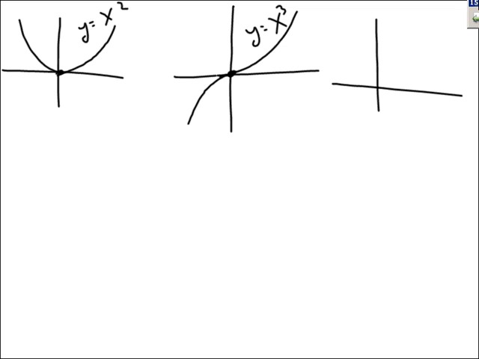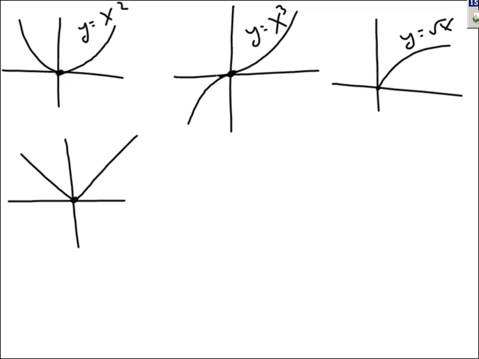The square root of x, you go to the origin, and you go like that. That's the square root of x. The absolute value of x. You go to the origin, you go like that, you go like that. Those are straight lines. This is the absolute value of x. 1 over x. Here's the origin. It goes like this.